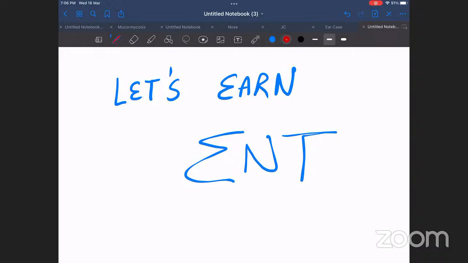The only reason I have written "Let's earn ENT" is because to learn ENT, you will need to earn ENT. So you can learn ENT only if you earn ENT.